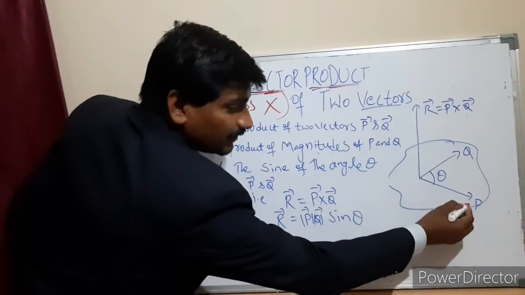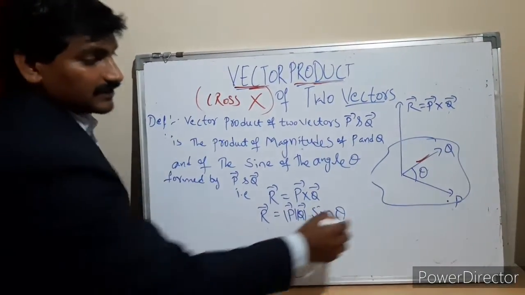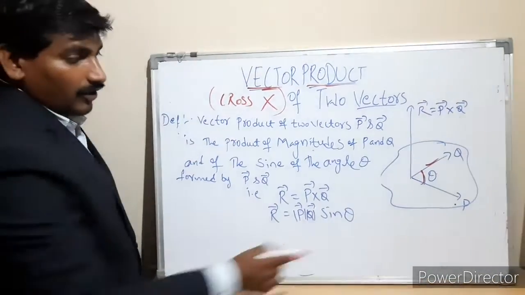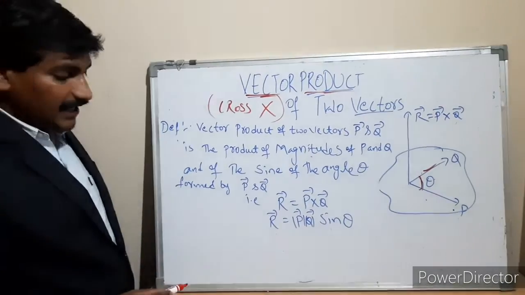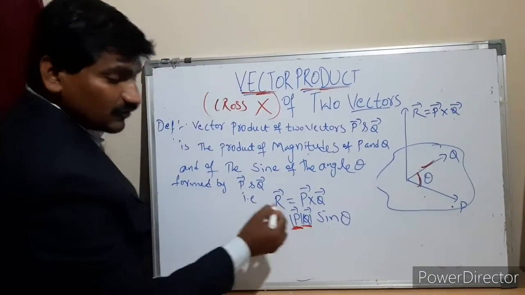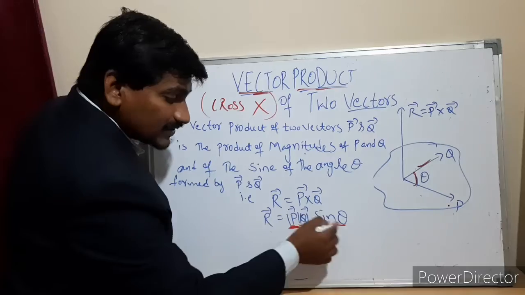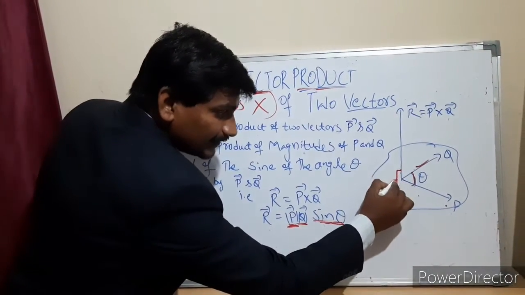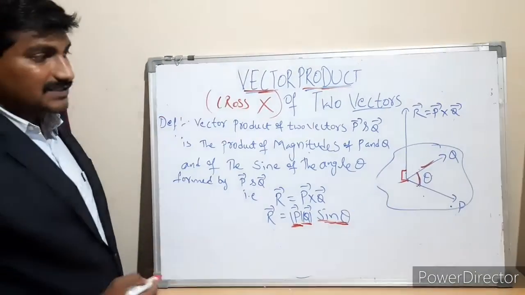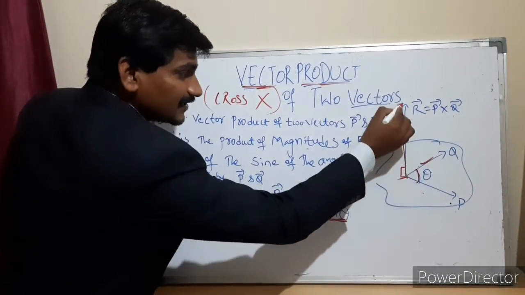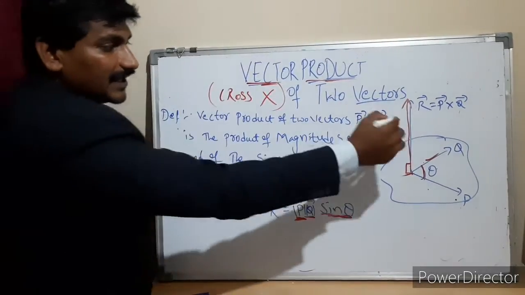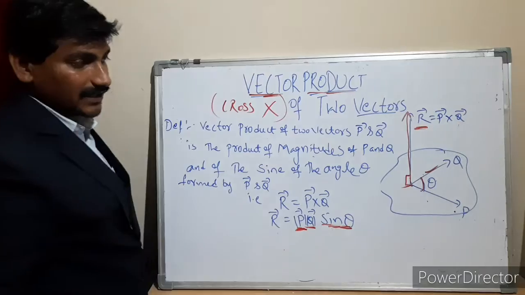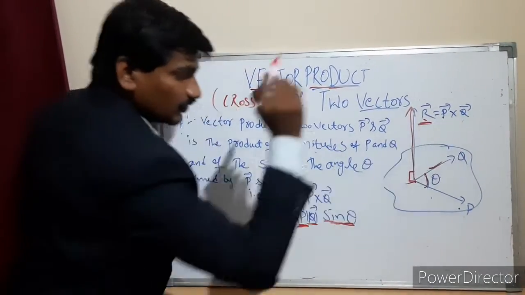I have considered vector P and vector Q. These two are in the same plane. Between them the angle is theta. The product of these two vectors is the magnitude of those two vectors with the sine of the angle, which is perpendicular to this plane. That is, in this direction, perpendicularly. Here I am taking R vector as perpendicular to these two vectors. R equal to P cross Q.